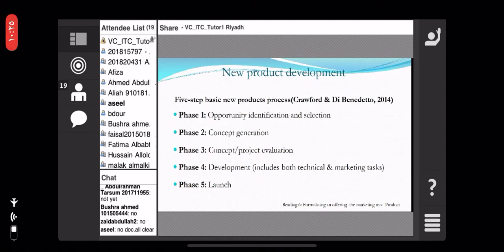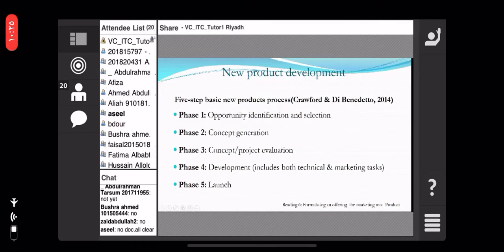In phase 1, opportunity identification and selection. Phase 2, concept generation. Phase 3, concept or project evaluation. Phase 4, development, which includes both technical and marketing tasks. Whereas phase 5 is launch. So there are basically 5 steps, according to Crawford and Di Benedetto 2014.